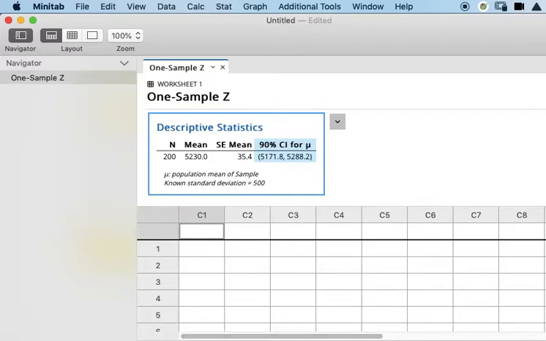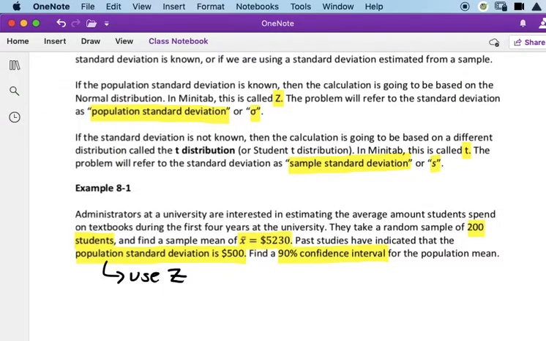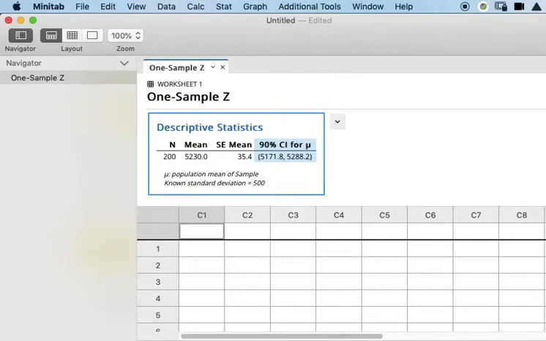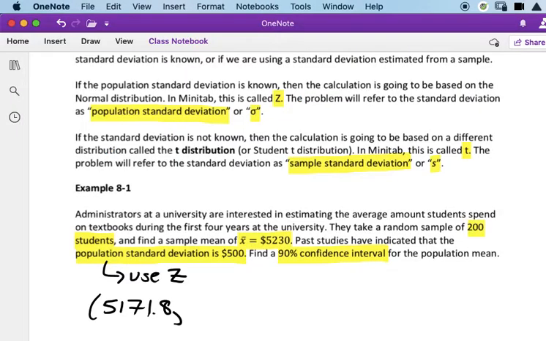I'll write it down here, 5,171.8 to 5,288.2. So I'm 90% confident that the true amount, the average amount that students spend on textbooks for all students at the university, is between these two numbers.